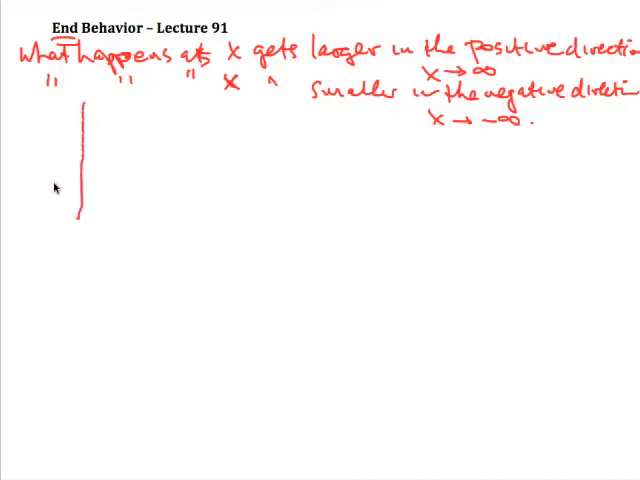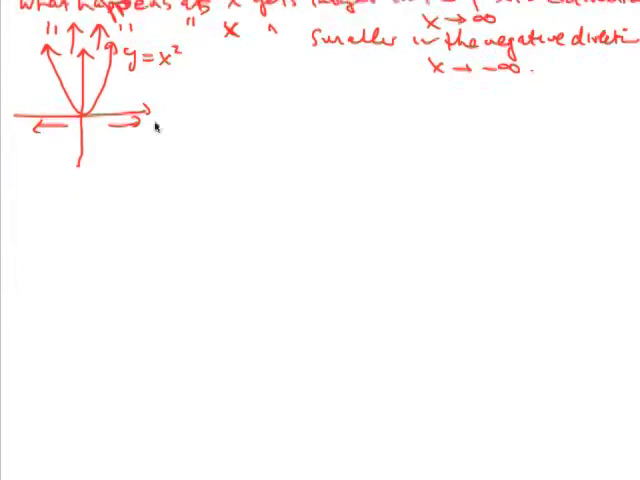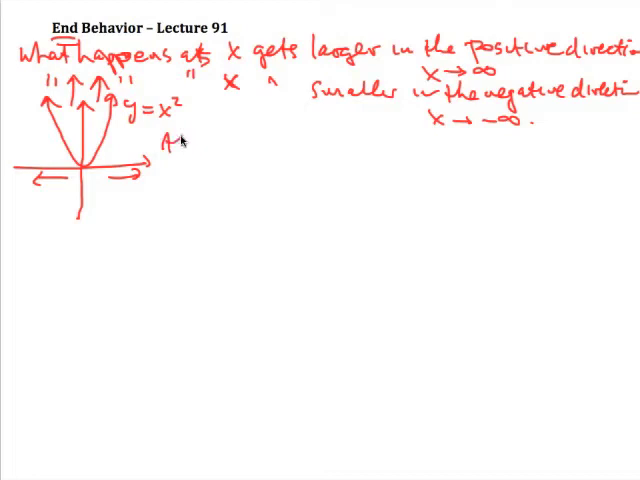Now, just as a cue, let's have a look at what happens to our squared function. Here's our squared function. As x gets larger, y is getting larger in the positive direction. As x is getting smaller in the negative direction, going towards negative infinity, it's still getting larger in the positive direction. So as x approaches infinity, y is approaching positive infinity as well. And as x is approaching negative infinity, y is approaching positive infinity still. And this is because this has an even degree.